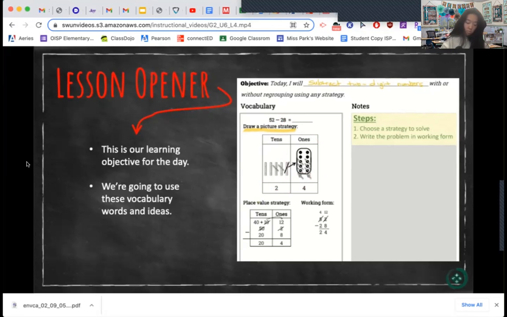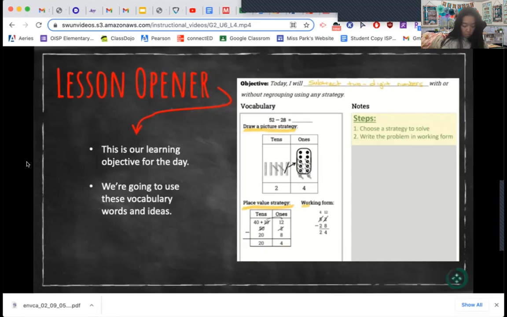Next we have place value strategy. Here we see that same equation solved using the place value strategy, regrouping when necessary. For both problems, we found that 20 plus 4 was the answer, and 20 plus 4 is equal to 24.